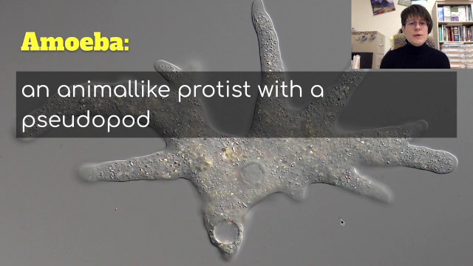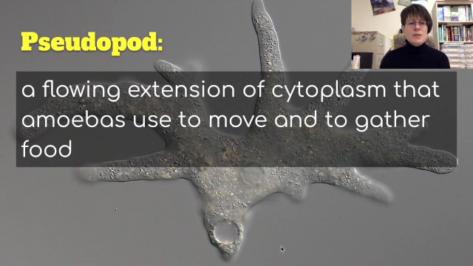The first type of protozoa I want to talk about is the amoeba. And this is an animal-like protist with a pseudopod. They can actually be pretty difficult to spot under a microscope because they're pretty see-through. And here is an amoeba. Now, a pseudopod is a flowing extension of cytoplasm that amoebas use to move and to gather food. Pseudopod means false foot, and there are these extensions here. And like I said, they use them to move.